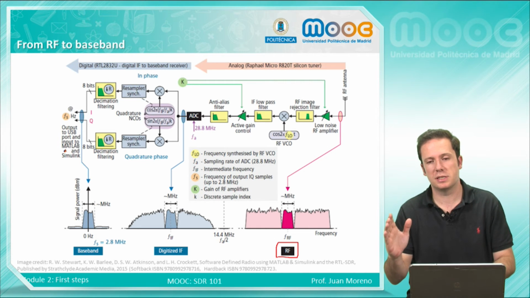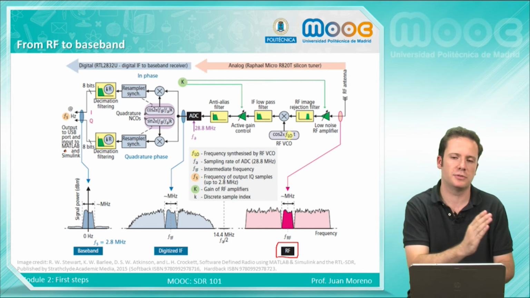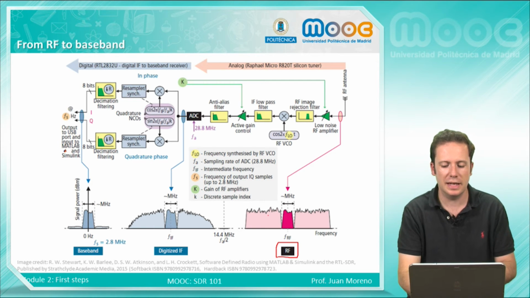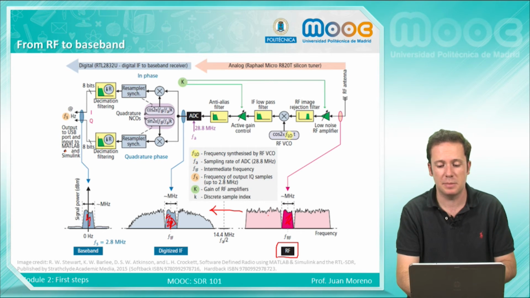Now the process is done from right to left. Then we move to intermediate frequency, where you have the same signal. You can see that the shape of this signal is the same here, here, and here. You only change the frequency. Here is baseband, here is the intermediate frequency, and here is radio frequency, but it's always the same. And the steps are the ones that we mentioned before.